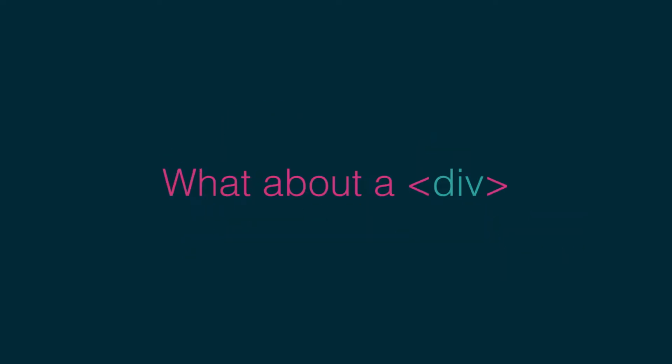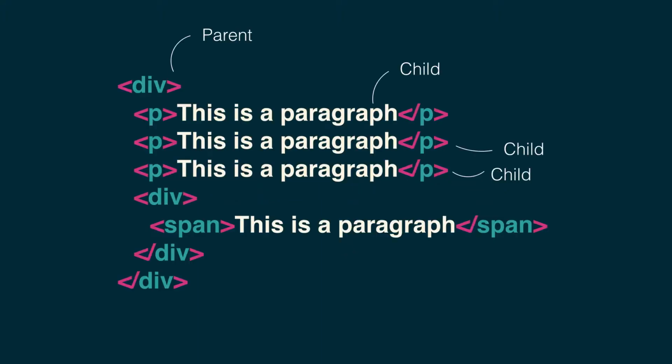But what about adding another div? So if we were to have something that looked like this, now we're getting a little bit more complicated, but you can see how the very simple example that we started with, you still have the parent div and the three paragraph children. But now we have another div, and in this case, it is a child of the parent div.